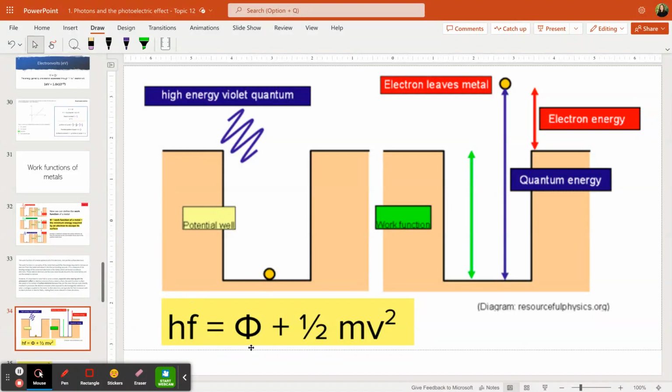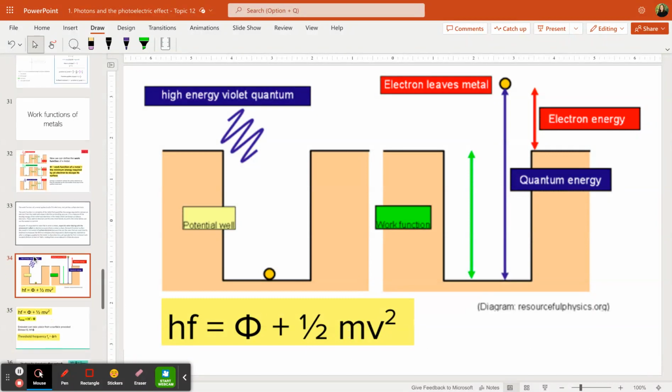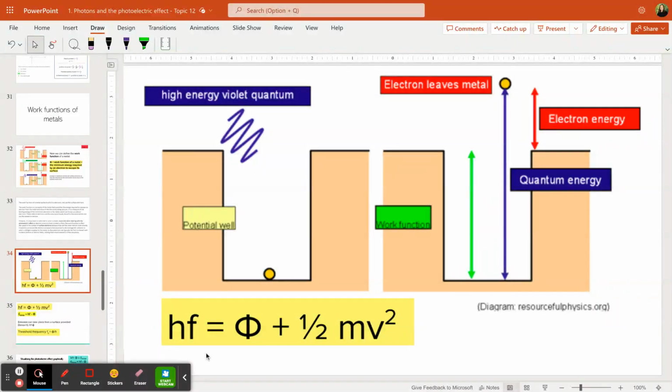hf is transferred to the work function, the minimum energy to allow it to escape, plus any extra energy that is given will be given to the kinetic energy of the electron, half mv squared. Okay, so that's where this equation comes from. Incident energy is given to the work function to escape, plus any extra is given to the kinetic energy.